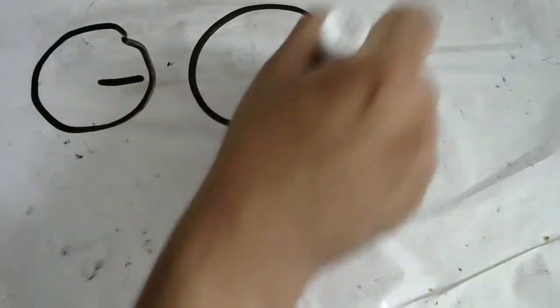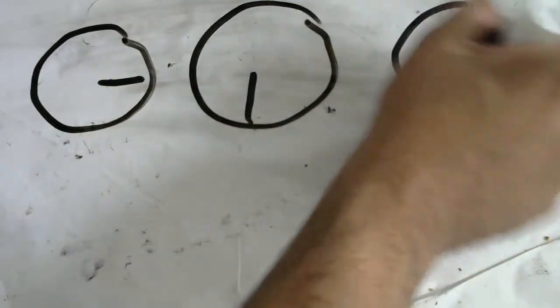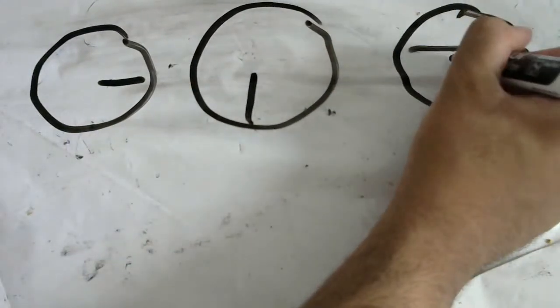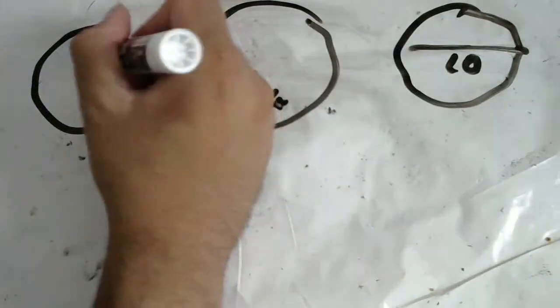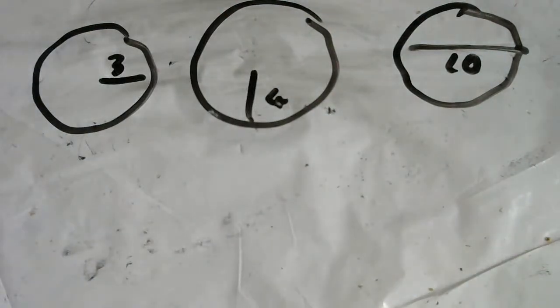Right, let's try some questions. Beautiful, thank you. I'm going to give you 3 circles to do, and I want the perimeter and area of all of them. So it should be nice and simple. That's a 10, that's a 4, and that's a 3. So area and perimeter of all 3, please.